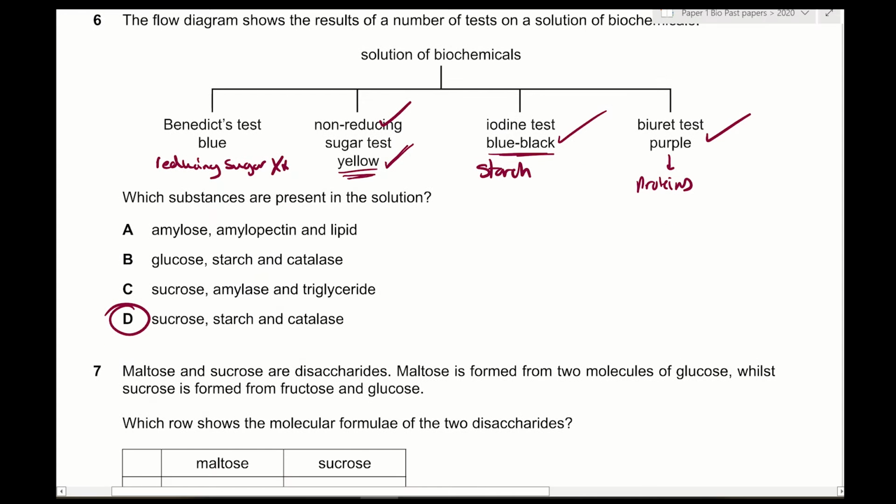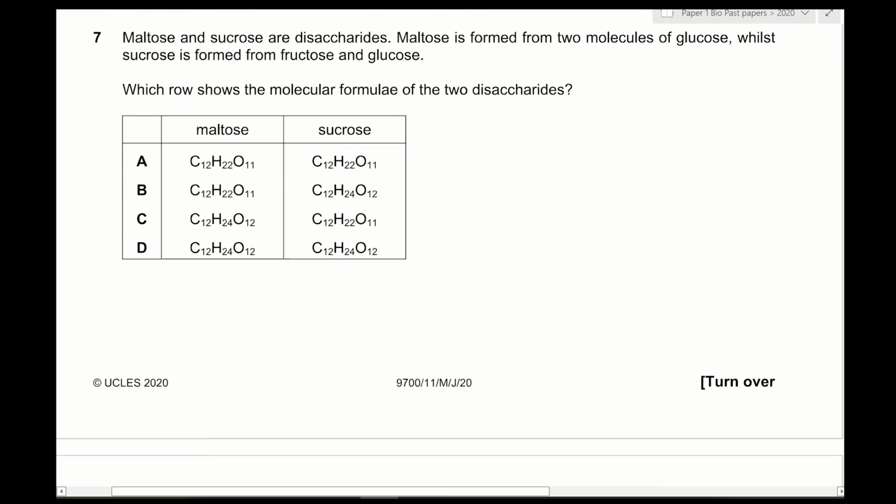The reason for this is that sucrose is a non-reducing sugar, starch, as we mentioned here, and catalase. Catalase is an enzyme and it is made up of proteins. Number 7, maltose and sucrose are disaccharides. Maltose is formed from 2 molecules of glucose, while sucrose is formed from fructose and glucose. Which row shows the molecular formulae of the 2 disaccharides?